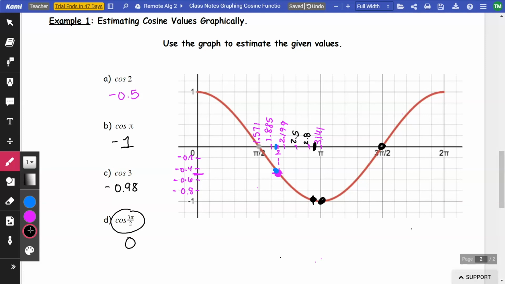And then if we want to check, the cosine of 3 is negative 0.98. Hey, nice. 0.99 if you round, but it's all good.